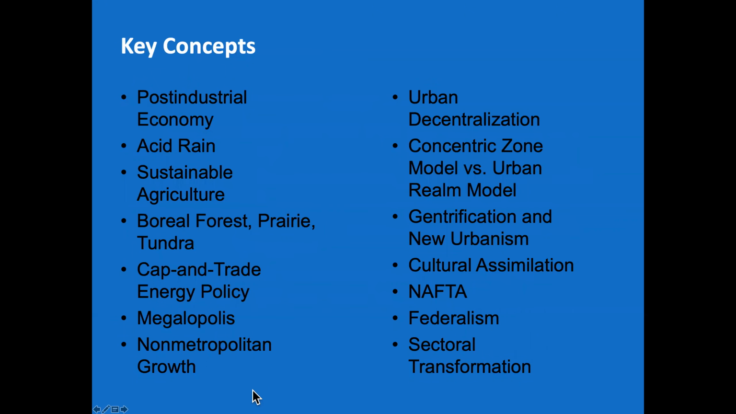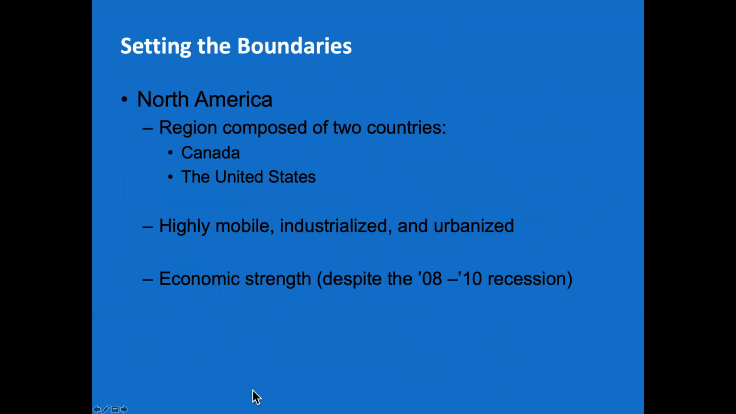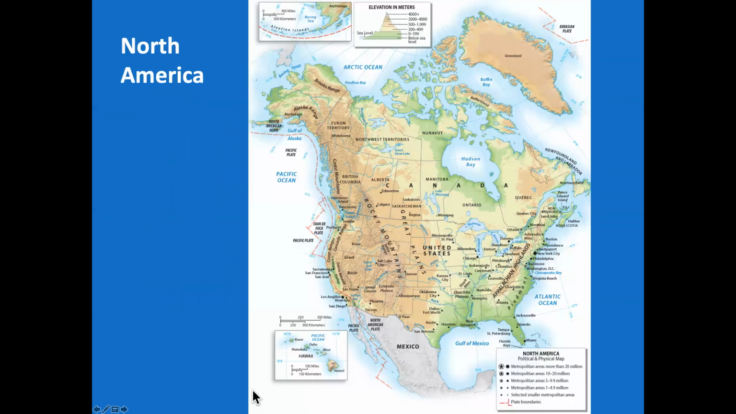Some of the key concepts for the lesson, and these are the boundaries: Canada, the United States. It's a very highly mobile, industrialized, and urbanized region. There is economic strength in the region, despite not only the 2008 to 2010 recession, but also a lot of the COVID-imposed economic stress that took place in 2020. Again, already went through this on Google Earth.